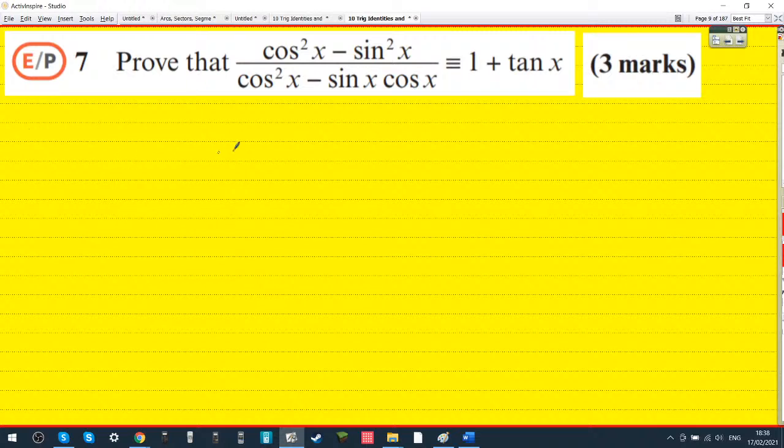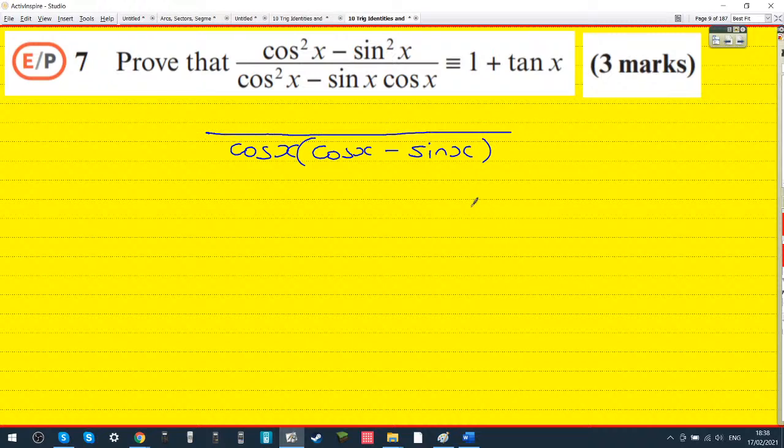Hang on. Not 1. Cos x times what gives you cos squared x? Cos x. Yeah. Okay. Any idea how you factorize the top? You have to get sine squared x to become cos. It might work. It's difference of 2 squares. Something squared minus something squared.